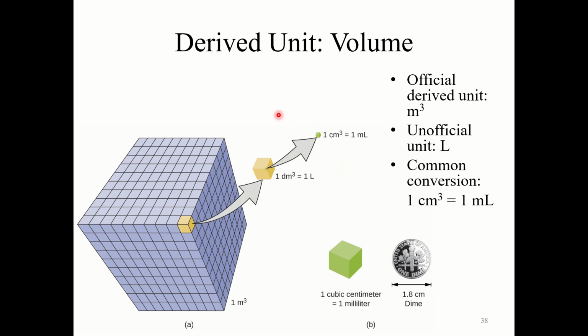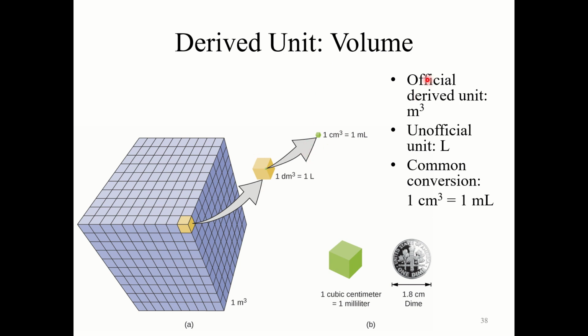All right, now let's briefly talk about volume. So volume, as I mentioned earlier, is technically not an official SI unit, and this is because volume is a derived unit. Volume essentially is just a function of length, right? It is length cubed. So 1 meter cubed looks like this. 1 decimeter cubed would look like this. 1 centimeter cubed would look like this.